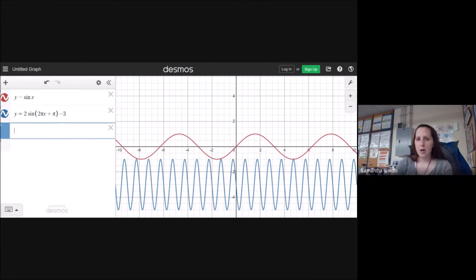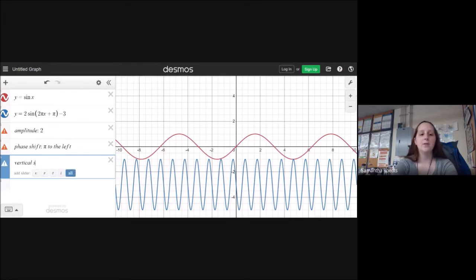So you cannot use this graph, but all you have to do, okay, you can type right in here that the amplitude is 2, phase shift is pi to the left, vertical shift is 3 down. That's all you need to do, you can type it right in here and then take a screenshot, okay? And then put that in a document. So that is really all that you need to do for this.